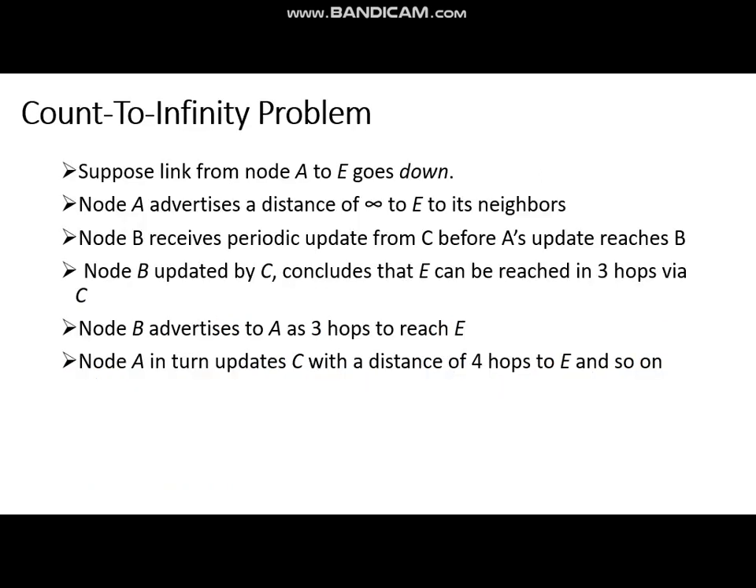Count to infinity problem. Suppose the link from node A to E goes down. Node A advertises the distance of infinity to E to its neighbors. Node B receives a periodic update from C before A's update, so node B updates via C. Then node A updates via B, and A updates C with a distance of 4 hops, and so on.